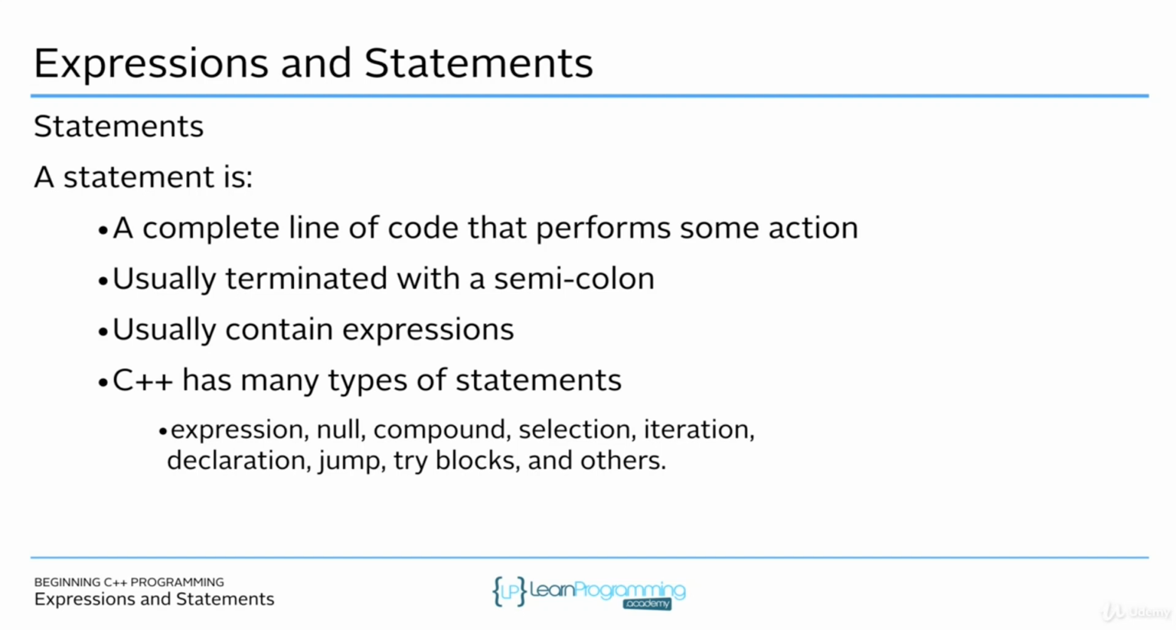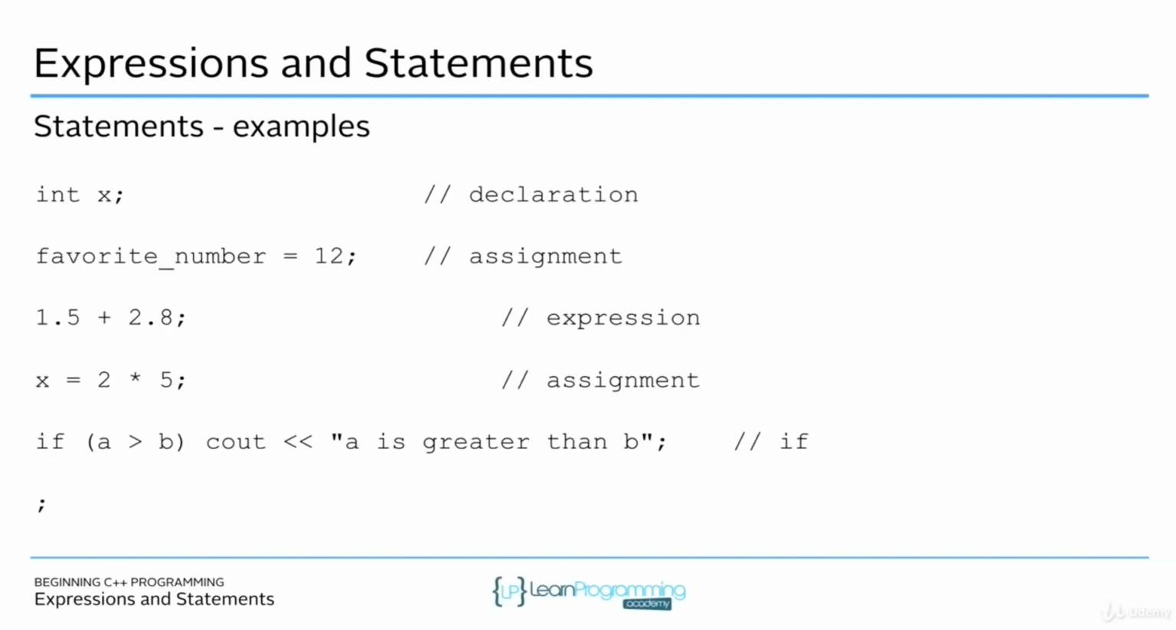Let's see some example C++ statements. The first statement is the declaration statement, which we've already seen in this course when we declared variables. In this example, we declare x to be of type integer. The second is a simple assignment statement where we assign the literal expression 12 to favorite number. The third example is an expression statement. Note that it's simply an expression with a semicolon at the end. It's a pretty useless statement though, since we add two numbers but don't do anything with the sum.